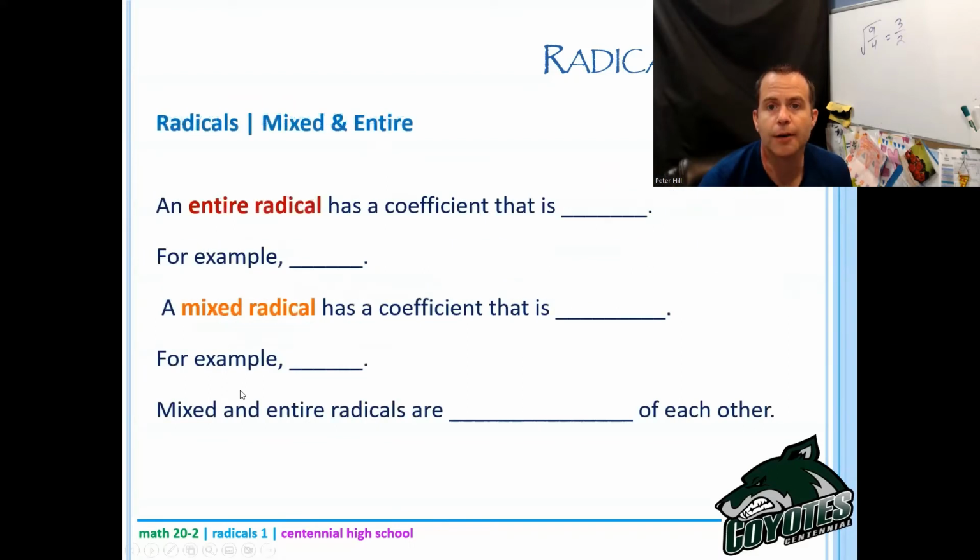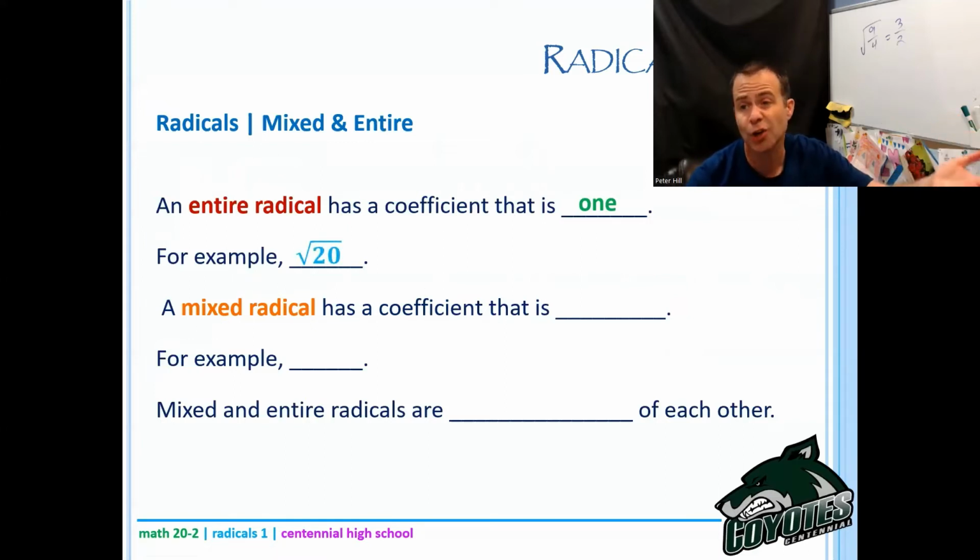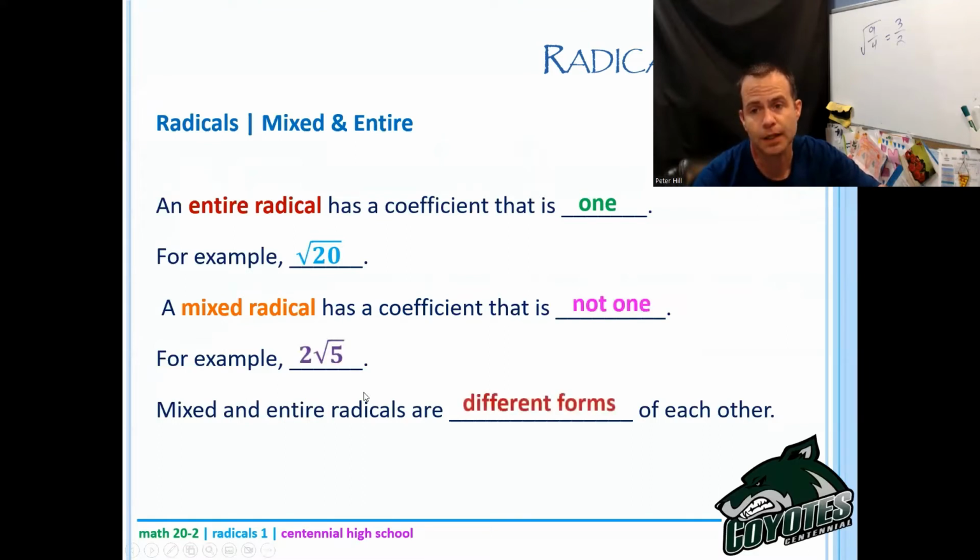All right. So now we're going to talk about radicals as far as 2 different forms. We can write them in entire radical form or mixed radical form. So an entire radical has a coefficient that is 1. For example, root 20. A mixed radical, on the other hand, has a coefficient that's not 1. For example, 2 root 5. Now, mixed and entire radicals are different forms of each other.